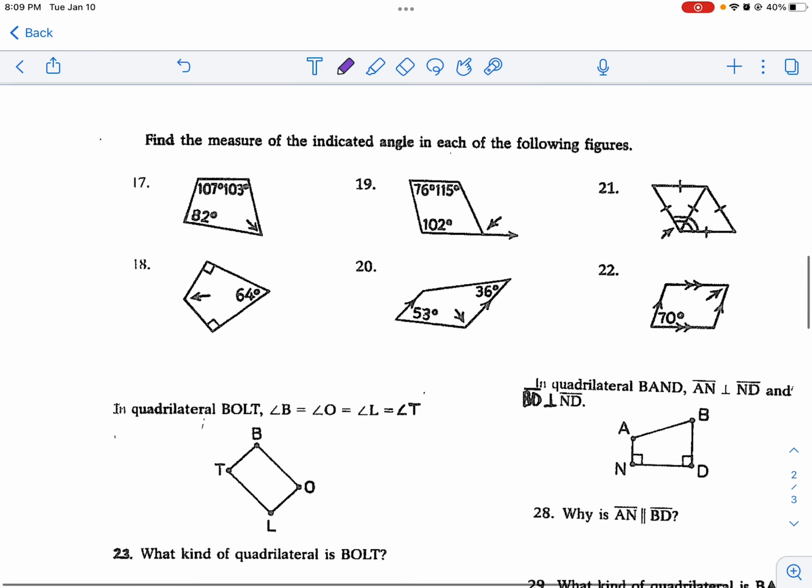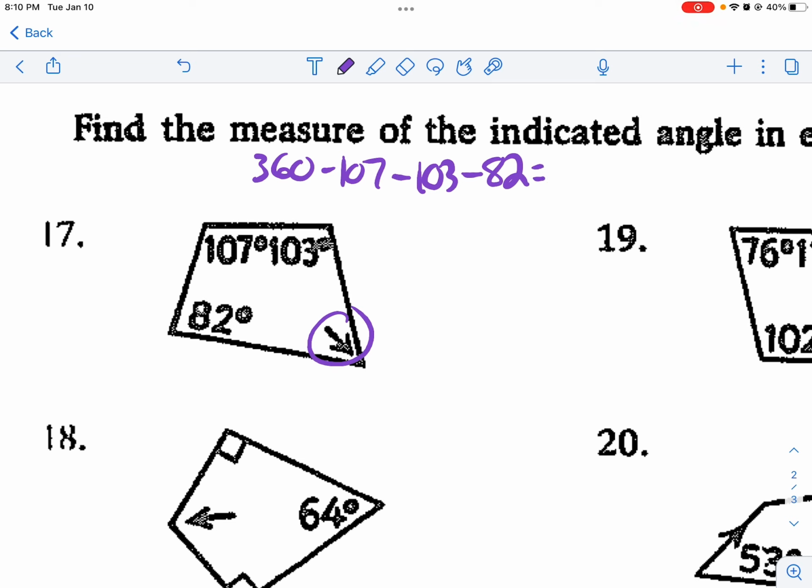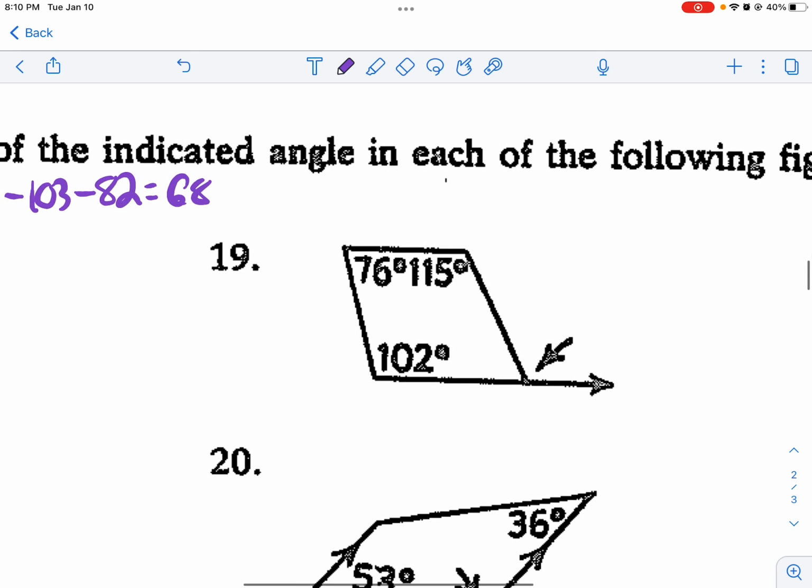All right, for 17 to 21, we're gonna have to use our knowledge of the quadrilaterals and that they have an angle sum of 360 degrees. So we're trying to find this one missing angle. We can take 360 and subtract from that each of these parts. And when we do that, we get 68 degrees. This one is 68 degrees.